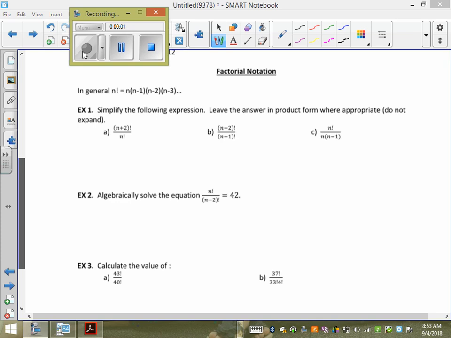Factorial, in the past, I told you if you had 7 factorial, that was the same as what? Right? From the number all the way to 1. We agree? So what if I give you n factorial?